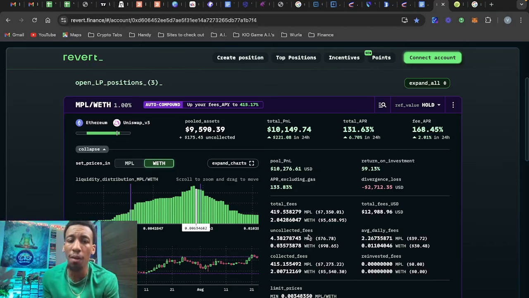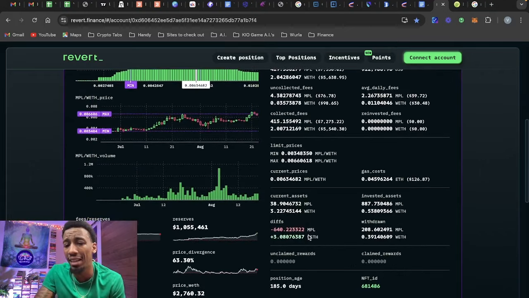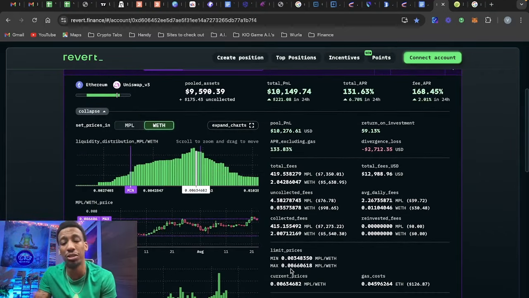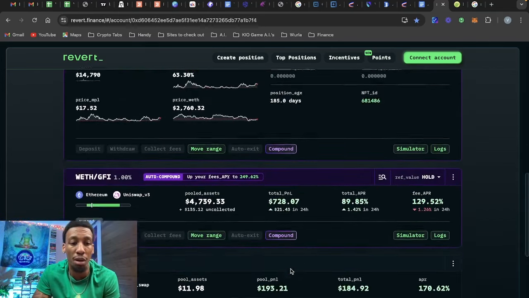So if you literally set an intelligent range, which we show you how to do in our course and in our community, and you let time do the heavy lifting, like guys, I literally got in this 180 days ago and I haven't had to do jack shit. I haven't touched this thing. All I do is come in and claim my rewards. This thing just prints me money, and that's just one of my pools.